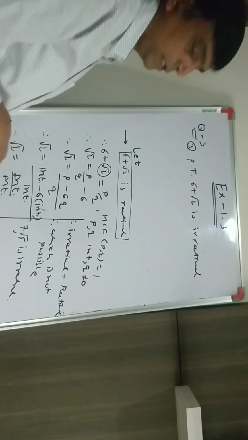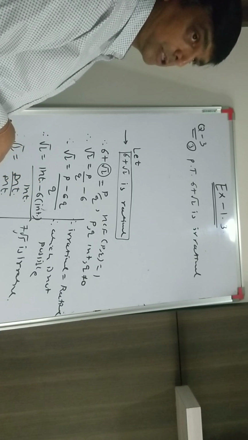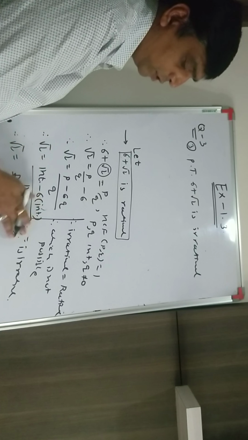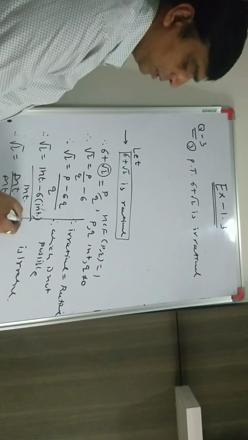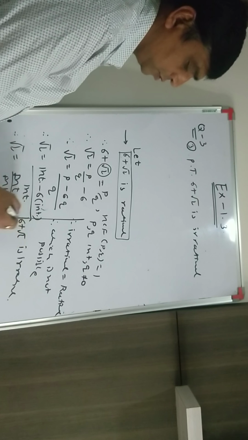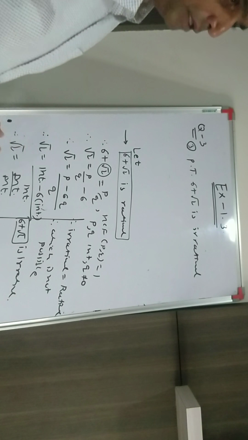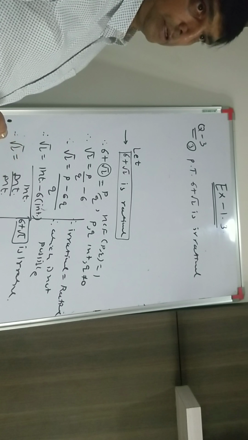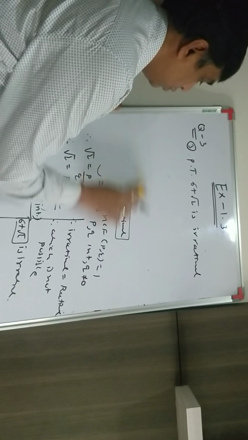Root 2, that is irrational, equals integer by integer, rational, which is not possible. And therefore our supposition that 6 plus root 2 is rational is wrong. And so we can say 6 plus root 2 is irrational. In this way we prove the numbers are irrational. One more extra sum.